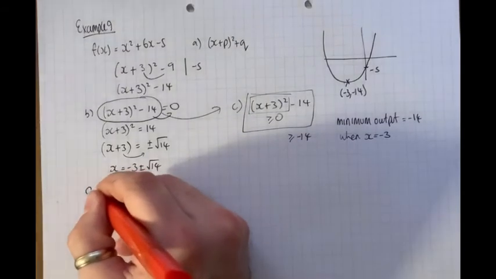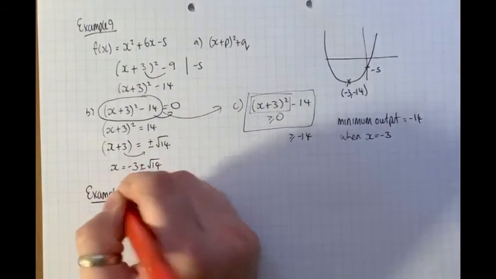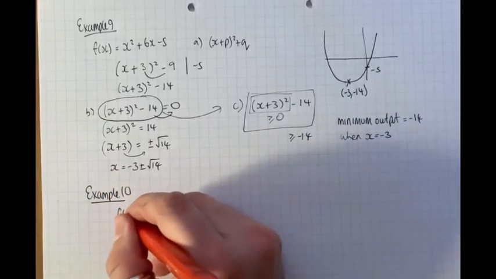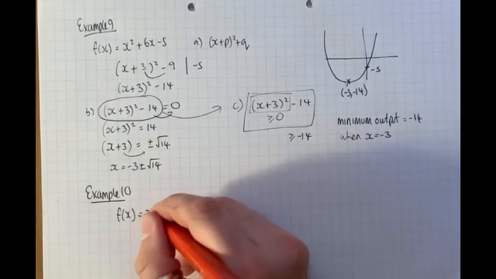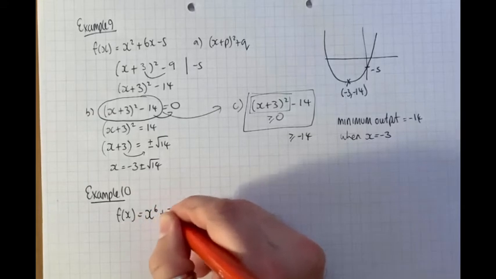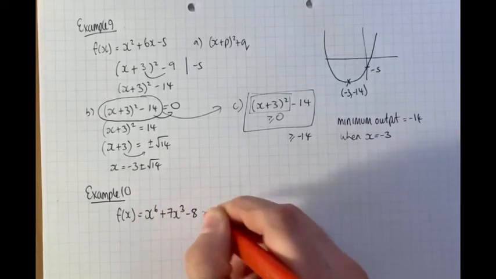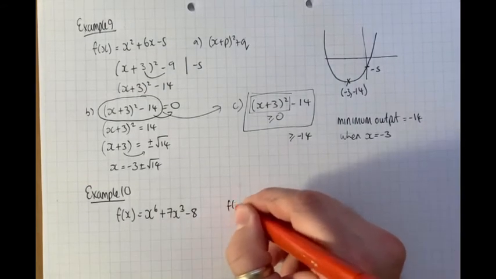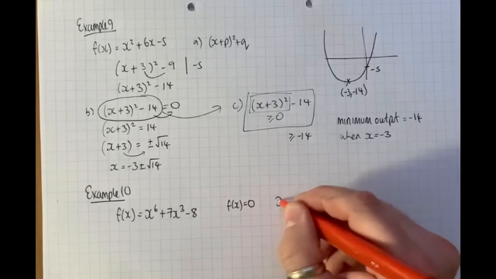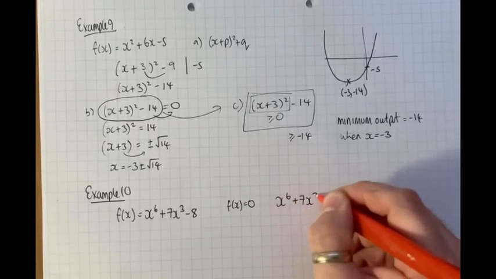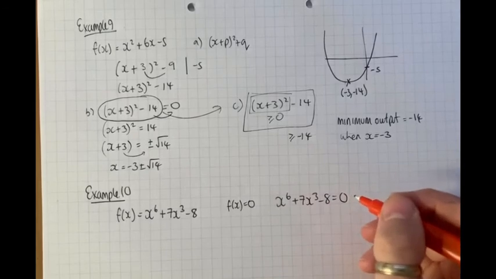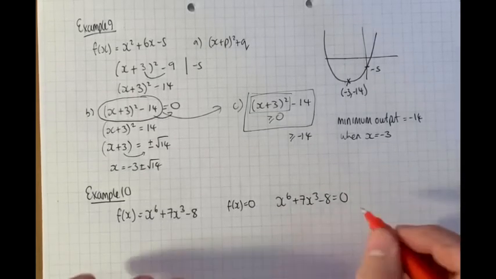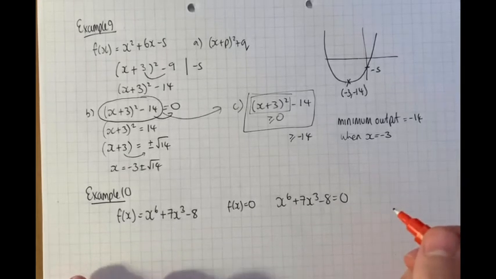Example 10. Find the roots of the function f of x equals x to the 6 plus 7x cubed, take away 8. So find the roots means we set the function equal to 0 and we solve it. Now, this is an example of what we call a quadratic in disguise. So it kind of looks like a quadratic, but it's not in the typical form.